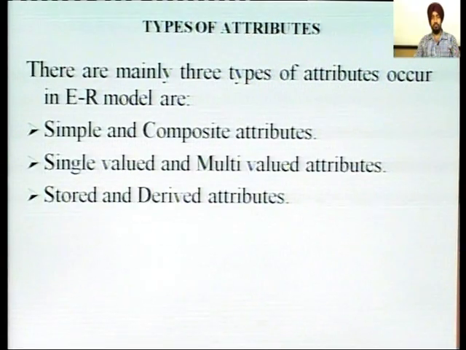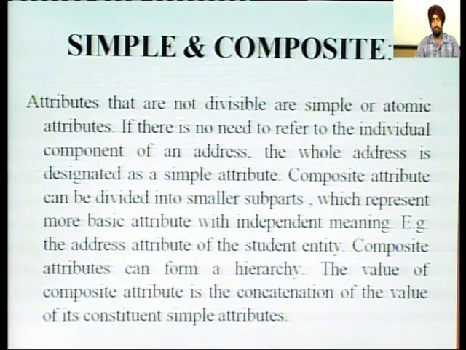First one is simple and composite attribute. Second one is single-valued and multi-valued attribute. Third one is stored and derived attribute. Simple and composite attributes: attributes that are not divisible are simple or atomic attributes.